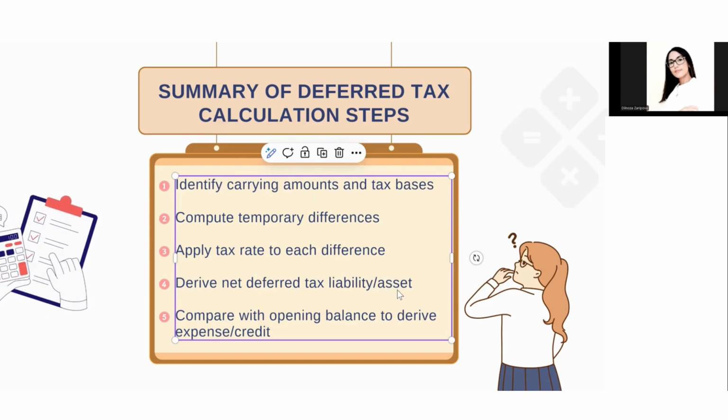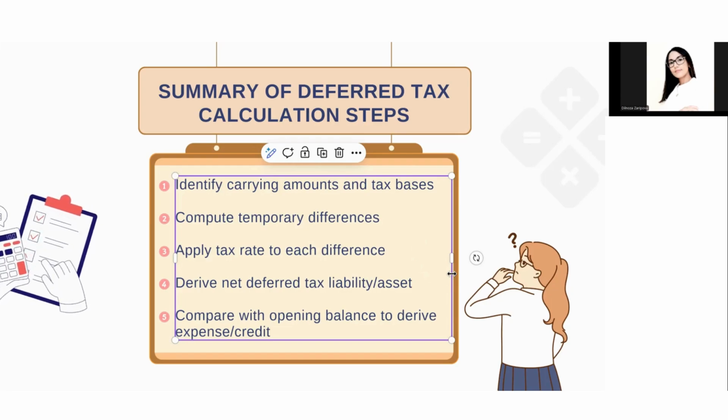Deferred tax assets you don't recognize if your company has losses that are carried forward but does not expect any profits in the future, right? If your company expects future profits, then you recognize the deferred tax asset, and the deferred tax liability you recognize as well. Compare with the opening balance to derive the expense and credit. So now you know that the amount you calculate after applying the tax rate is the amount that you should have on your balance sheet as deferred tax liability or deferred tax asset, right?